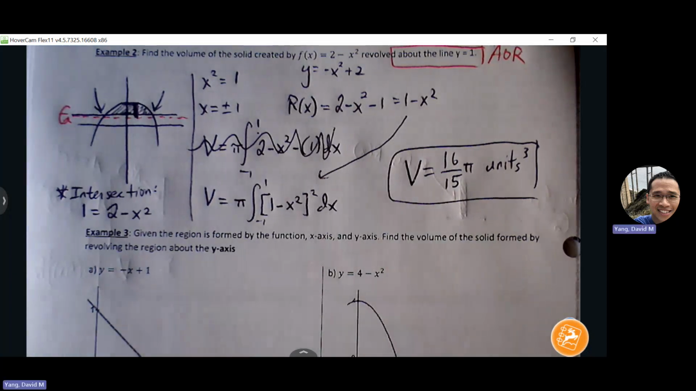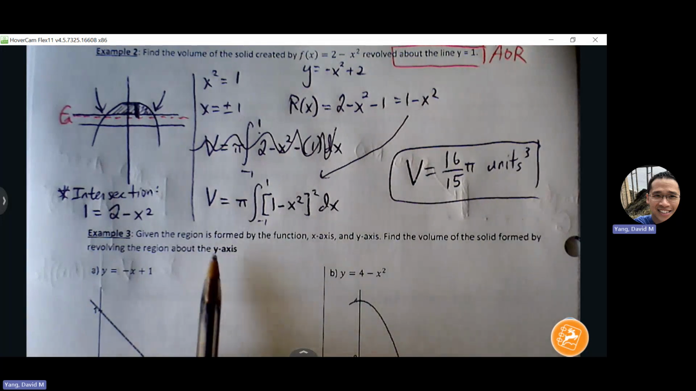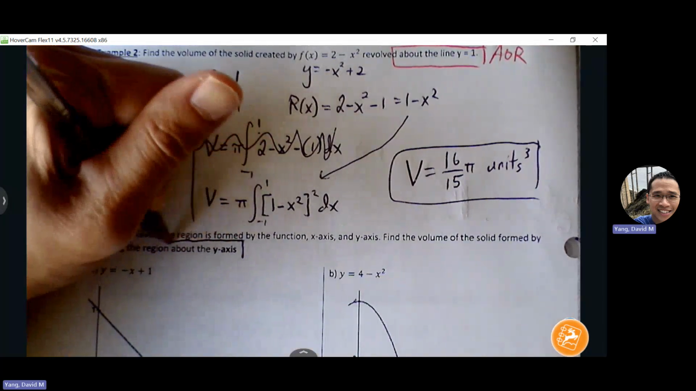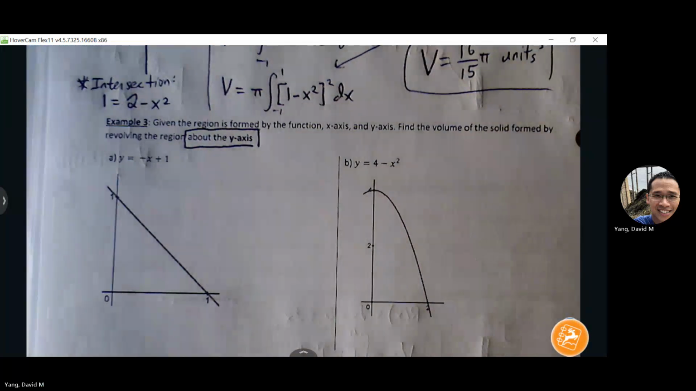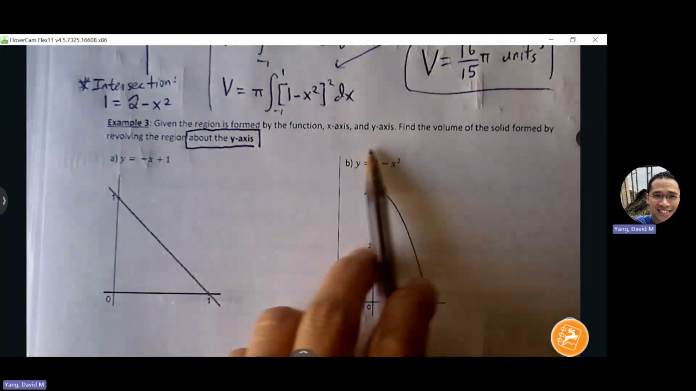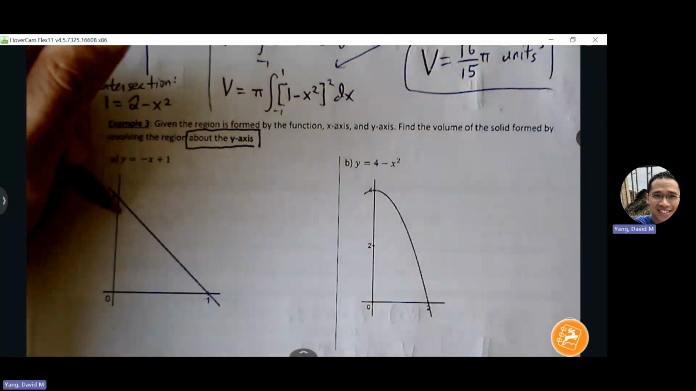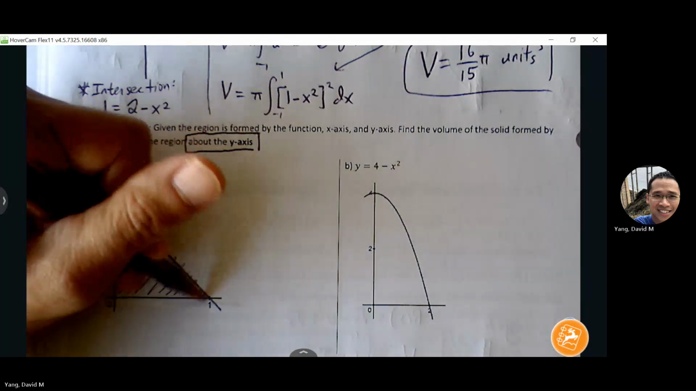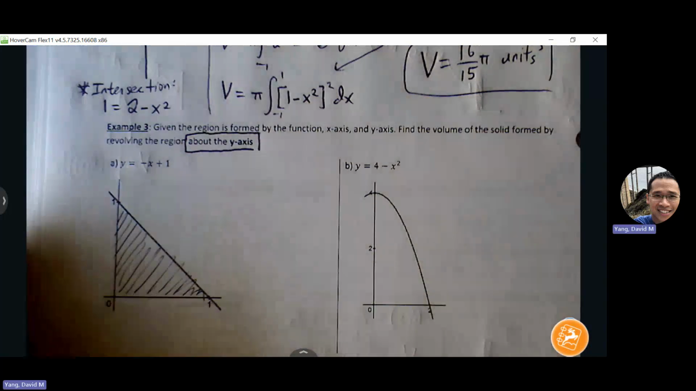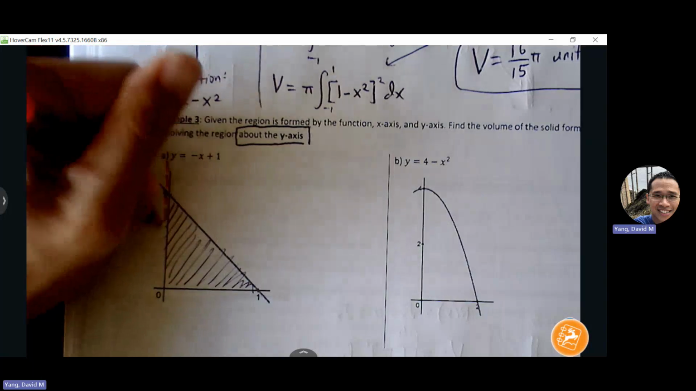Okay, I want to show you what a disk method problem looks like if we're rotating around a vertical axis. Let's revolve both of these about the y-axis. It says, given the region formed by the function, the x-axis, and the y-axis. So here is my shaded region, a triangle. We're rotating about the y-axis. So my dotted line, my radius, is going to be vertical.